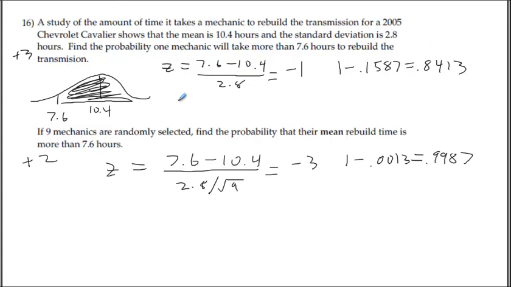On 16, this is very similar to last chapter as well. Some people didn't find the area because we went above 7.6 hours, which ends up being about 84%, and the Z-score was -1. Now, what's the average for 9 of them? Well, if we divide by the square root of 9, we get a Z-score of -3. And if you look that up, it's 0.0013. So the area to the right of that is 0.9987. Again, if I saw a mistake here, it's usually they forgot to subtract it from 1 and get the area to the right like this. And that's why drawing the picture is useful.